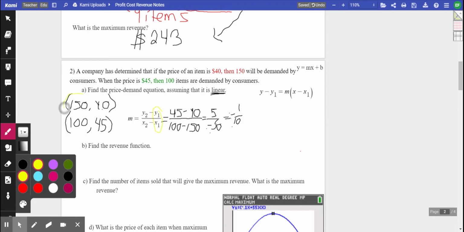So for the sake of argument, I'm just going to use the first one. I'm going to plug those values in appropriately for the x1 and the y1. I'm going to plug in the m, the slope that I just found. And then always keep the y and the x in the equation. So separate this out. I have y minus 40 equals negative 1/10 times x minus 150. Okay. So from here, we do have to convert it in order to figure out what our revenue function is. To convert this into the slope-intercept form, I do have to distribute into the parentheses.